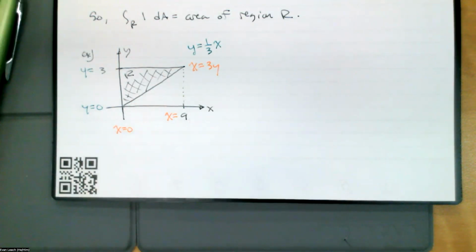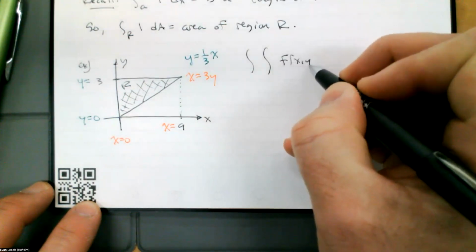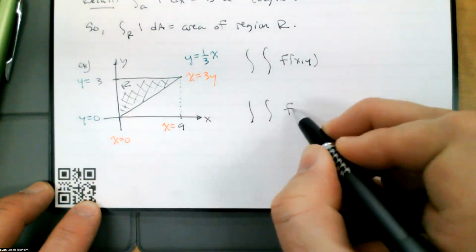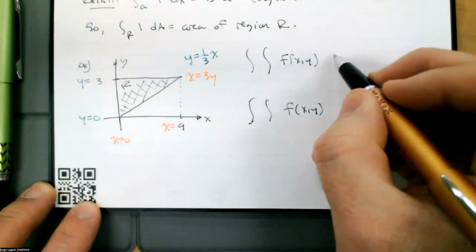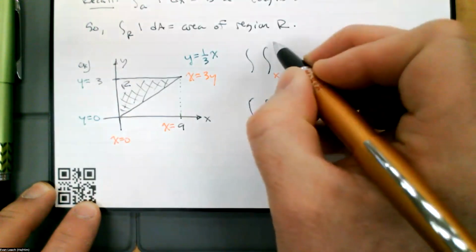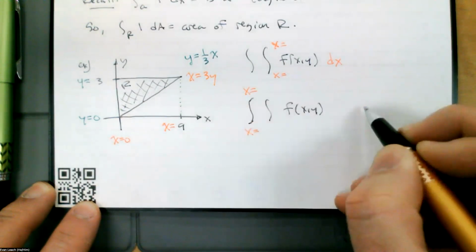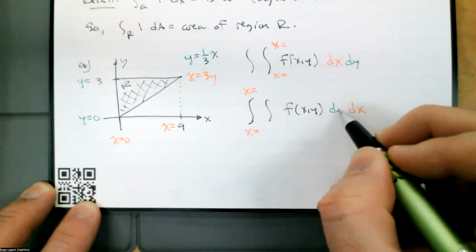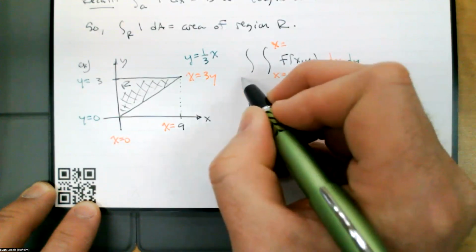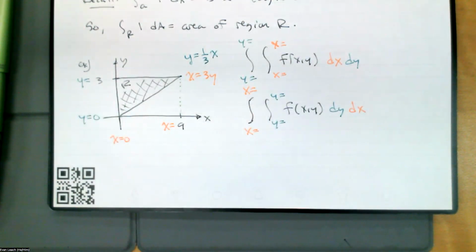Well, we got to describe this upper triangle. And once again, we want to do a dx dy and a dy dx. Left to right, up to down. Down to up, actually. Down to up.